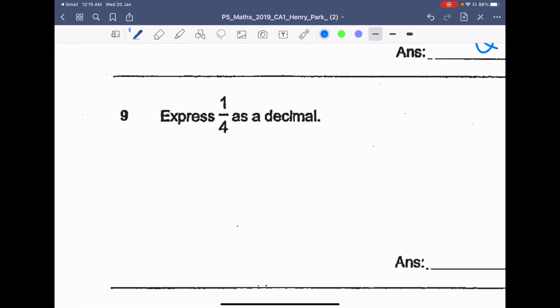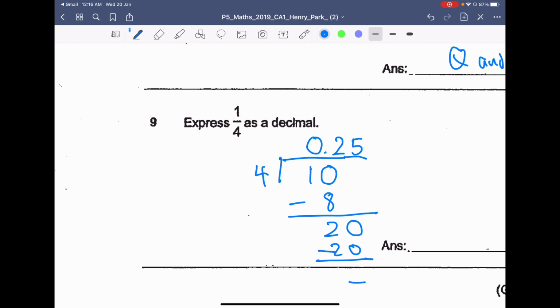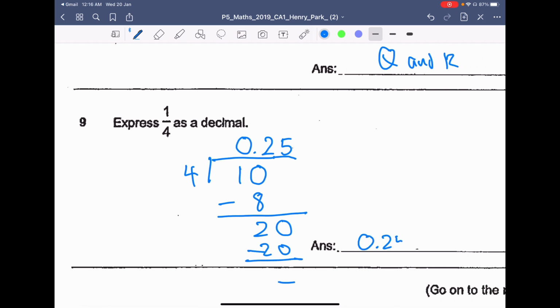Express 1/4 as a decimal. So basically you do long division. Since 4 is greater than 1, you cannot divide it directly. So you write a 0. After that, you write a dot, which represents decimal afterwards. And you add a 0 to the 1, and this gives you 10. Since 10 is greater than 4, you can divide. So 2 times 4 is 8. 10 minus 8 is 2. 5 times 4 is 20. So your answer will be 0.25.